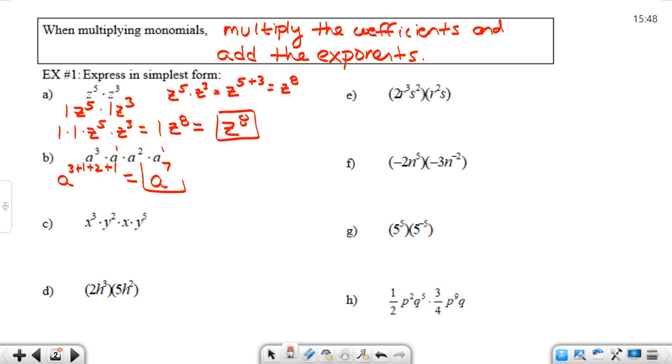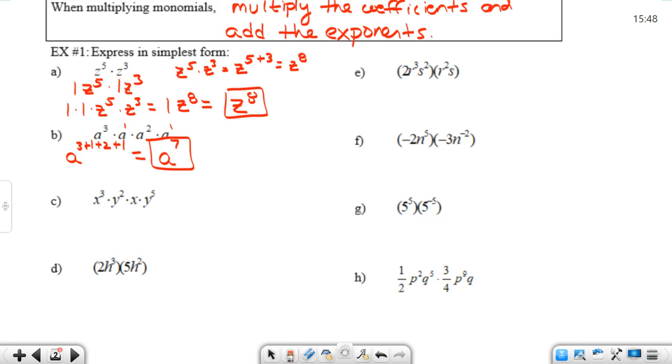Now, guys, understand that this monomial we're getting at the end is equivalent to the starting product. So a to the third times a to the first times a to the second times a to the first is the same exact thing as a to the 7th. A to the 7th is just simplified. So keep that in mind, guys.